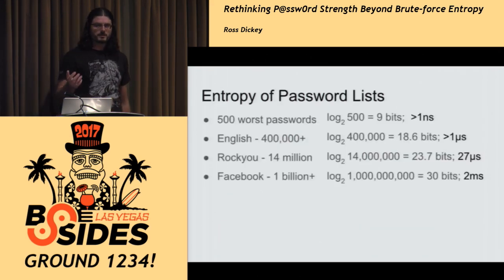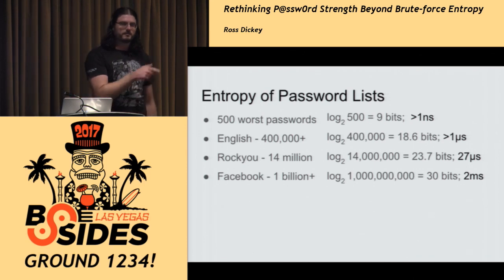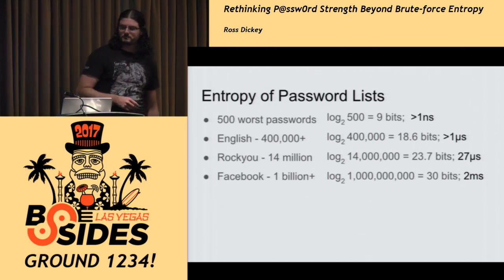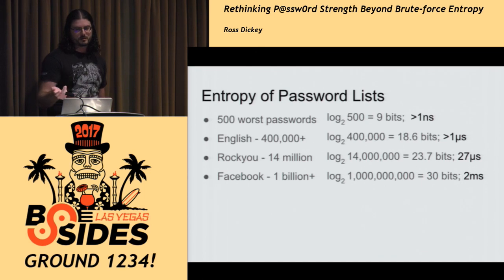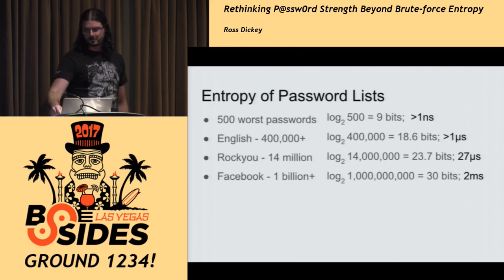So if you think about entropy as the number of possible combinations, if your password is actually in one of these password lists, then that's the corresponding bits of entropy and the amount of time it would take to crack that password with that piece of hardware. So the RockYou list is a very commonly used password list because it was leaked in plain text to the internet.